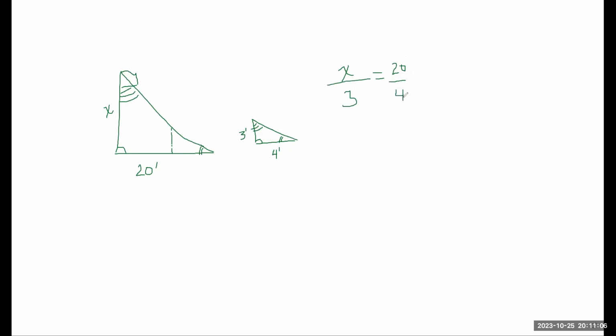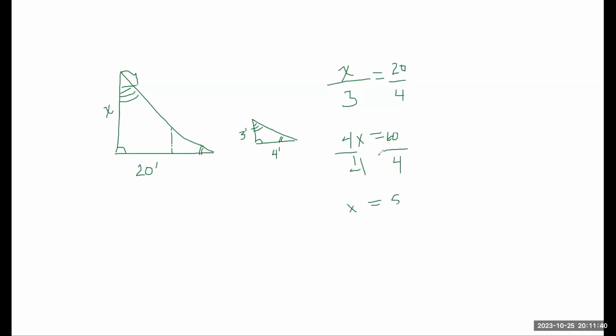There are two ways I can look at this proportion. I can do a cross multiplication. I could actually reduce this first. If I cross multiply, I get 4x equals 60. And then dividing by 4, I get x to be 15.